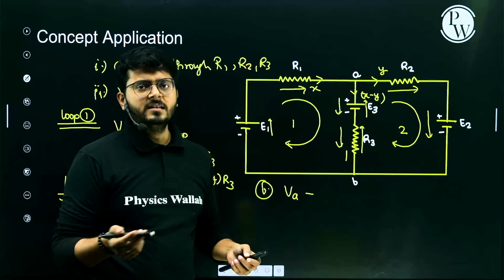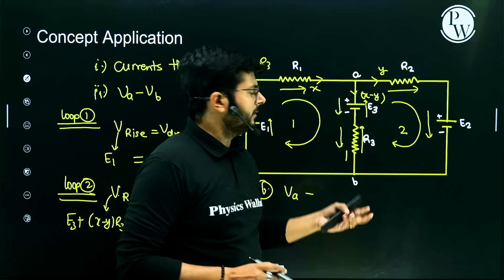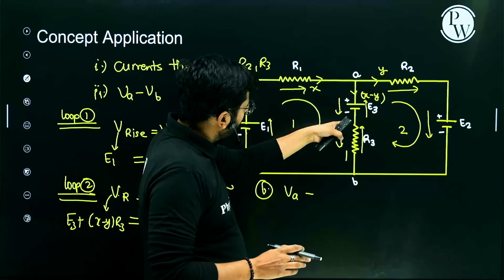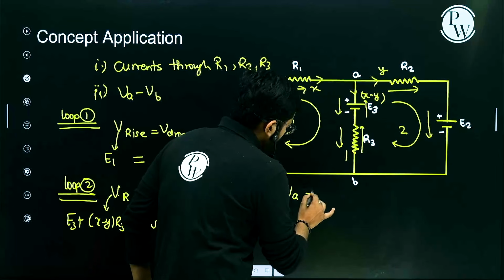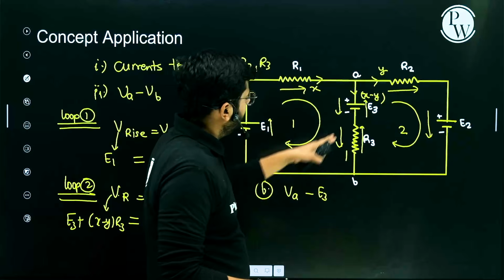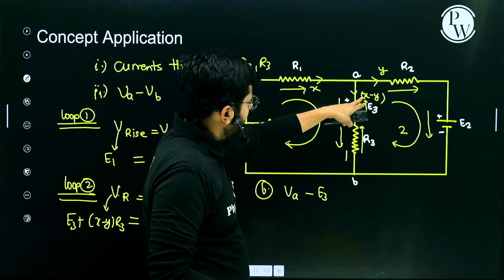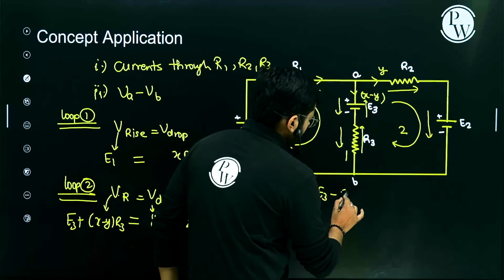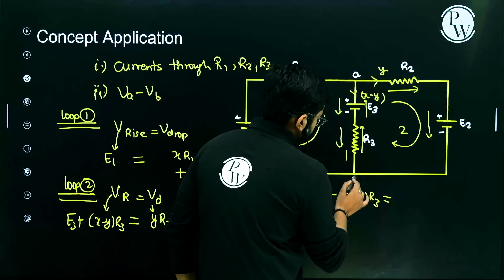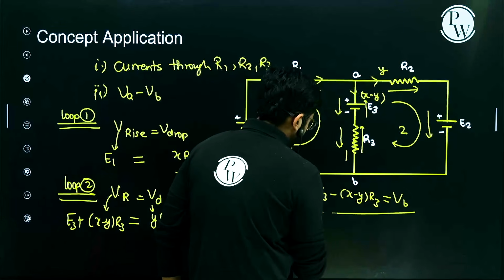Right now you can easily get that. You see that it is E3. You are going from higher to lower, so clearly you will observe a drop. VA minus E3, and then across this one, the current is X minus Y into R3, that equals VB. I believe the idea is very, very clear.